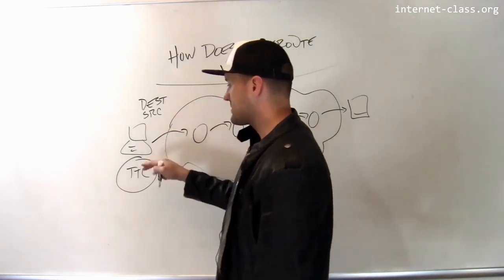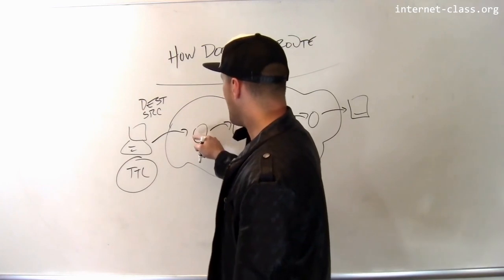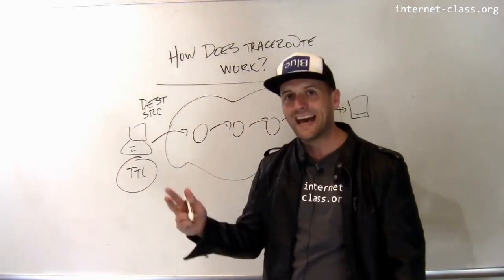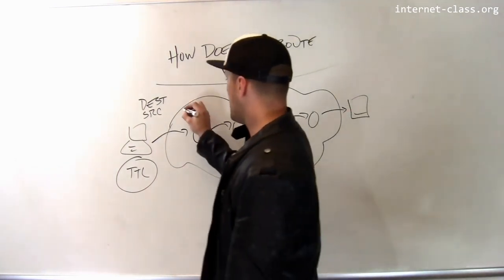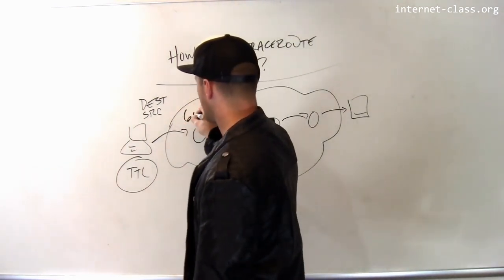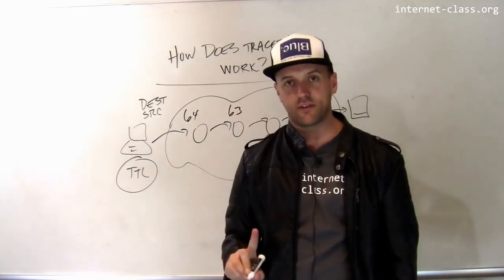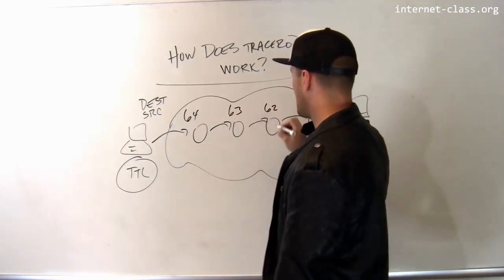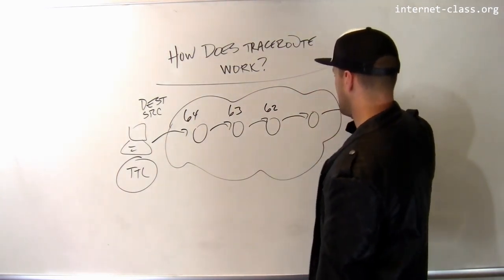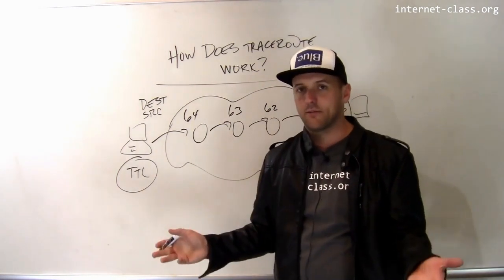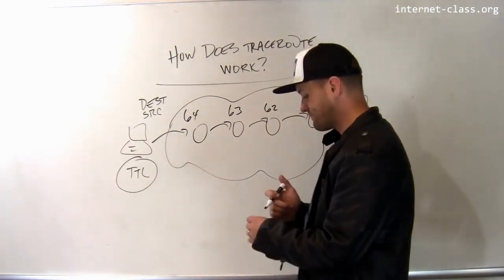I initialize the time to live field to some value. 64 is a common value that's used. Every time the router retransmits the packet to another router, it decrements the time to live. So what would happen is this router would see a time to live of 64, it would send it on to this guy who would see a time to live of 63, it would send along to this guy who would see a time to live of 62, etc. And by the time it gets to the destination, maybe the time to live has been decremented by 12 or 13 or 20 or whatever, however many hops it took to get there.